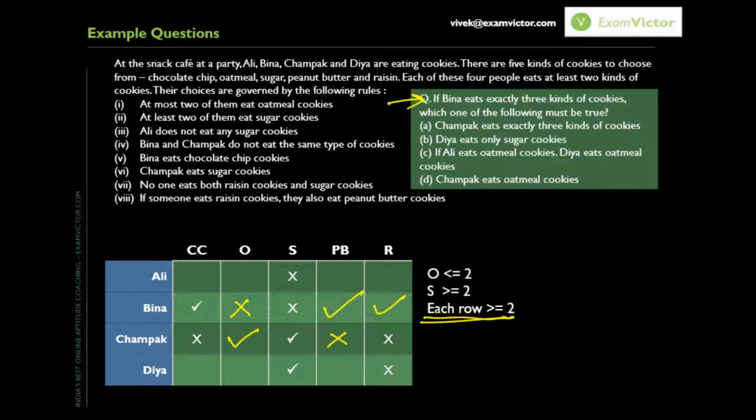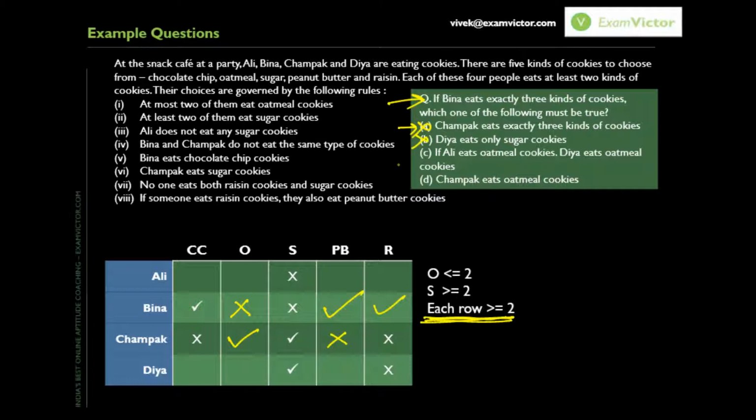Now let's look at the conditions, or rather the options. Option A is saying Champak eats exactly 3 kinds of cookies. This is absolutely wrong. Champak is eating exactly 2 kinds of cookies. So A is wrong. Second option is saying Diya eats only sugar cookies. This we can easily say it's wrong because the question itself says that each person has to eat at least 2 kinds of cookies. So B you can rule out very quickly.